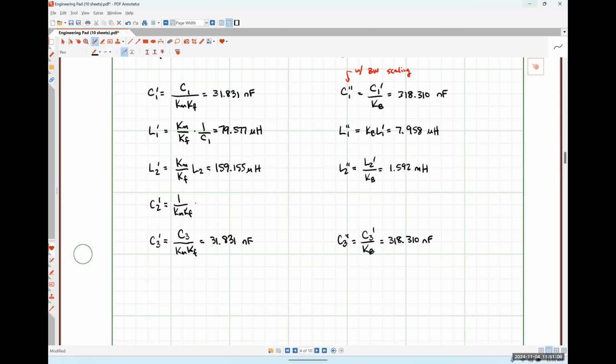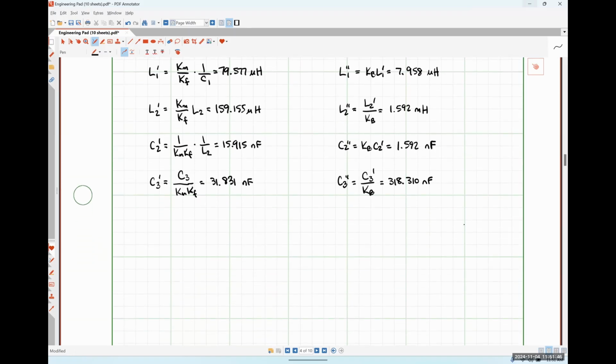because that's how we've scaled all of our capacitors. And then our capacitor value is 1 over L2. So plugging in our numbers there, we get 15.915 nanofarads. And then C2 double prime is just KB times C2 prime. So 1.592 nanofarads.